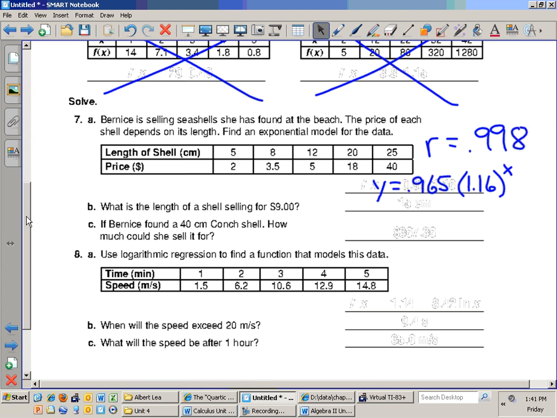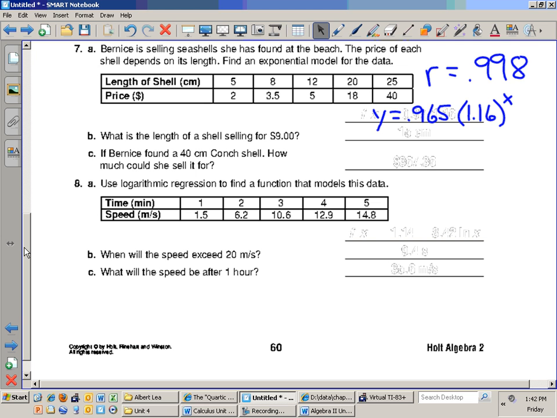As you notice, the problem says, what is the length of a shell selling for $9? So I need to do some solving here. I'm going to rewrite my equation so I can understand it. Y is the price and x is the length. So dollars is equal to 0.965 times 1.16 to the length. So that's my equation, and it says, what is the length of a shell selling for $9? How would I solve that?